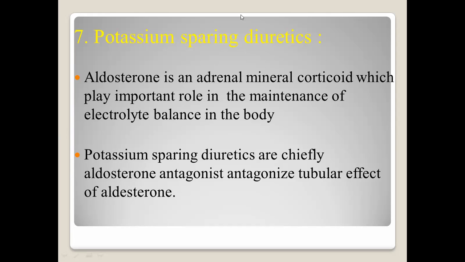Okay, so what do potassium sparing diuretics do? They are chiefly aldosterone antagonists and they antagonize the tubular effect of aldosterone. The effect of aldosterone in the body, they oppose and antagonize.